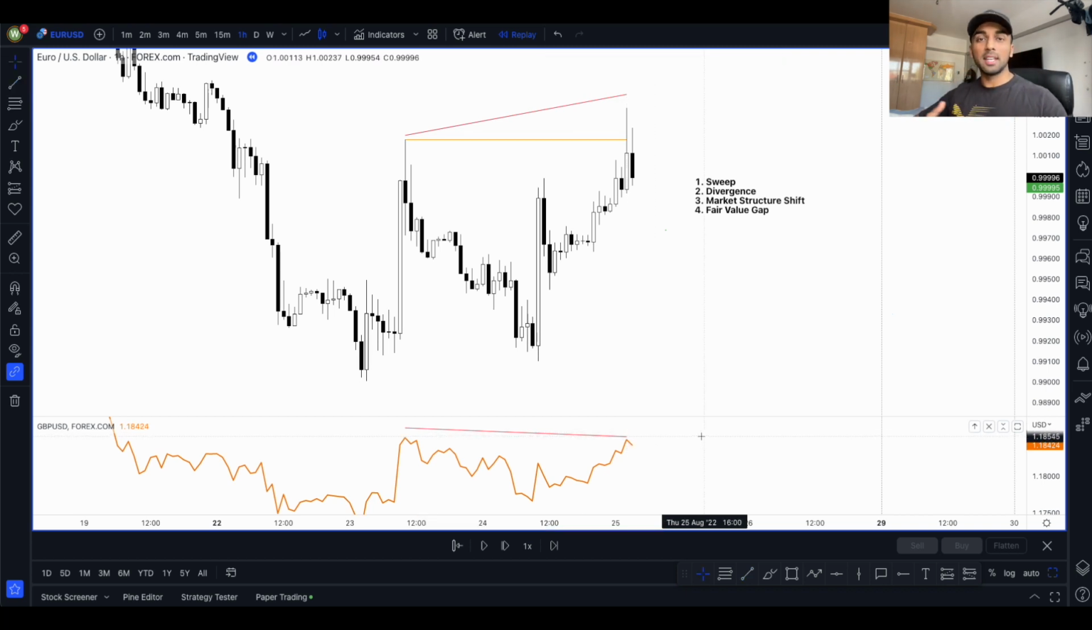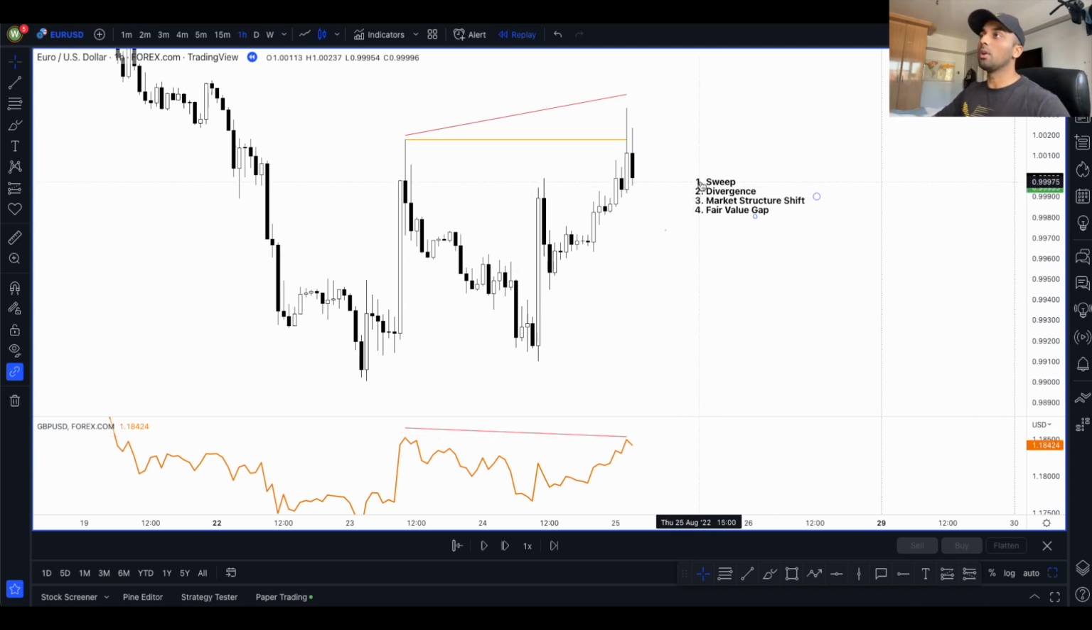And what does that tell us? It tips us off that something is happening. They're not moving as they should be, because if they're correlated, they should be moving in tandem. But if they're showing divergence, then there's something happening. So again, this is another confluence in my trade plan that was ticked.